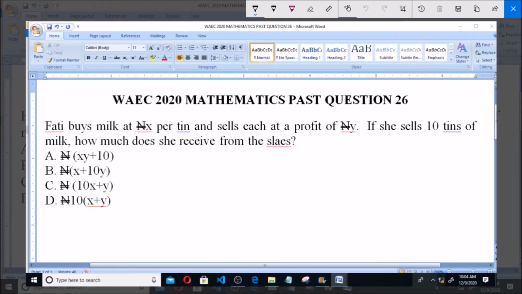Fatty buys milk at X Naira per tin and sells it at a profit of Y Naira. If she sells 10 tins of milk, how much does she receive from the sales?